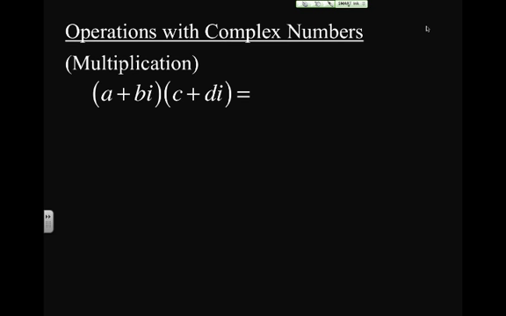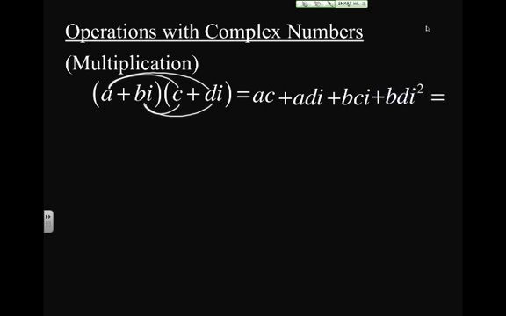Alright, multiplication. The nice thing about multiplication is, again, it works just like when we had variables. So we just go through the FOIL process. A times c gives us ac. A times di gives us adi. bi times c gives us bci. And then bi times di gives us bdi squared.